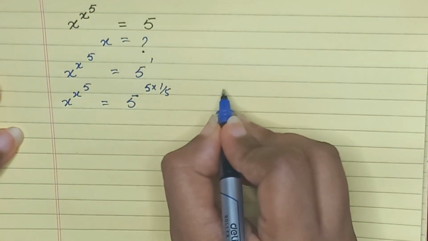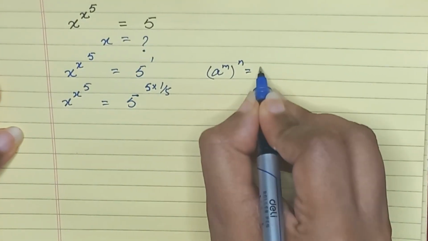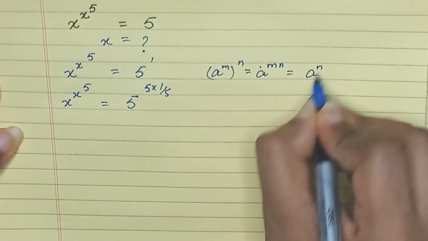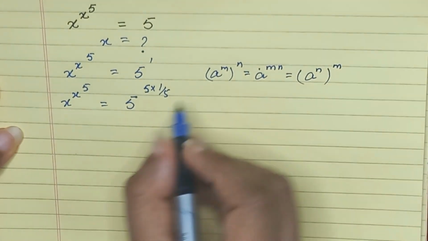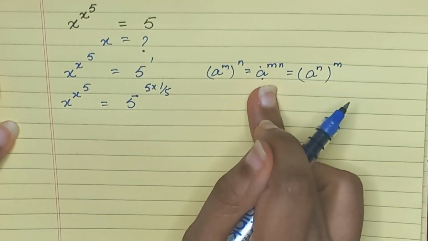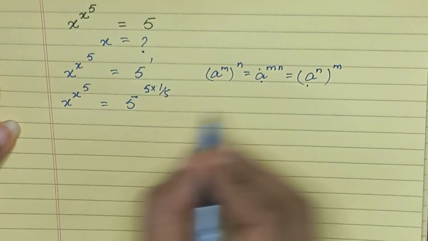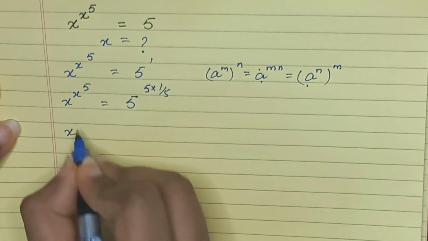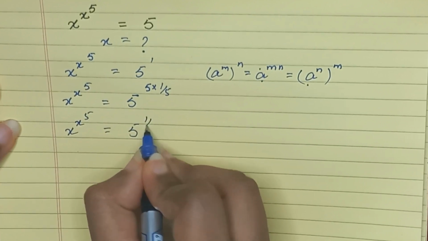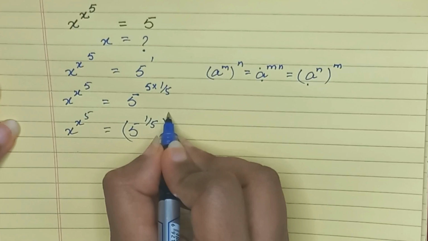So we know that a raised to the power m whole power n is equal to a raised to the power mn, which is equal to a raised to the power n whole power m. So here we have a raised to the power mn, this form. Now we will convert it into a raised to the power n whole power m. So it will become 5 raised to the power 1 divided by 5 and its whole power 5.